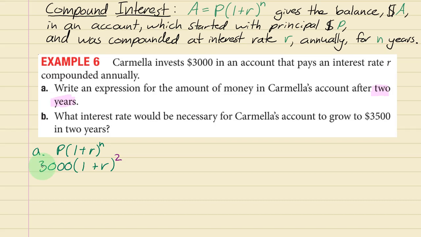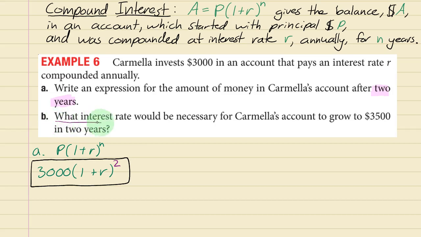And so now for part B, it's saying what interest rate would be necessary. That means we don't know what r is. So that the result of this, the A, is $3,500. So we're leaving r as a variable, and we're plugging in $3,500 into the result.